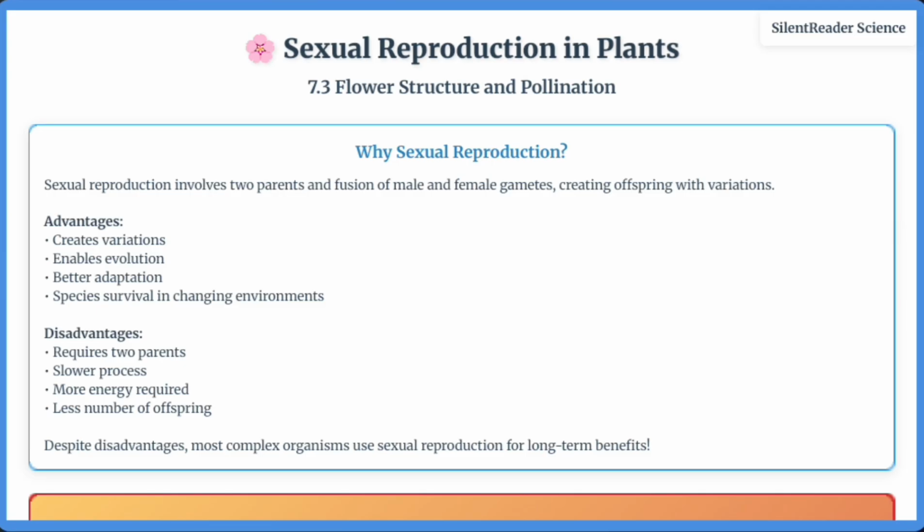Human reproduction involves complex systems with separate male and female reproductive organs. Puberty marks the beginning of reproductive capability, triggered by hormonal changes. The male reproductive system includes testes that produce sperm and testosterone, located in the scrotum which maintains optimal temperature. Vas deferens carry sperm from testes to urethra, and accessory glands like prostate produce fluid that nourishes sperm.